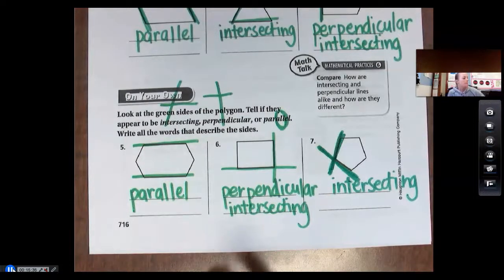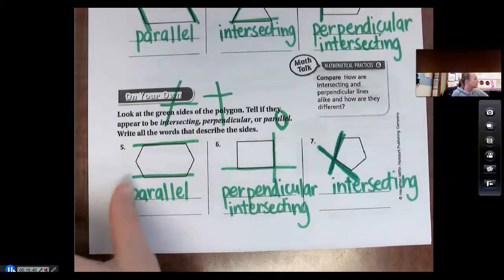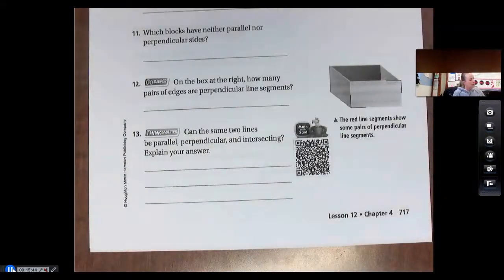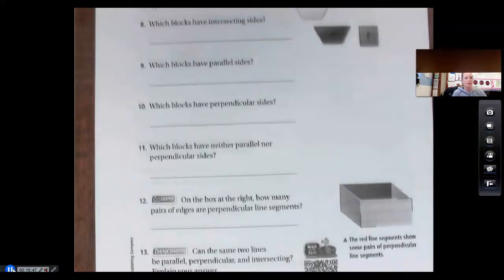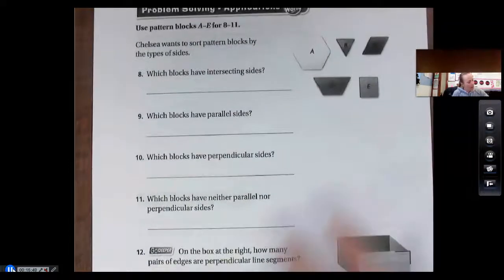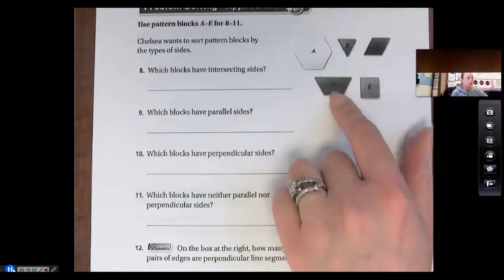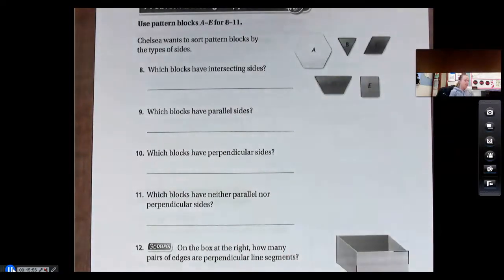Pause the video, make sure that you have all of those filled in, and then when you are ready, please press play. All right, next we are going to be looking at the blocks on this page. You have block A, block B, block C, block D, and block E. We are going to need to look at those shapes to decide if we can write them down to answer the questions. So let's look.